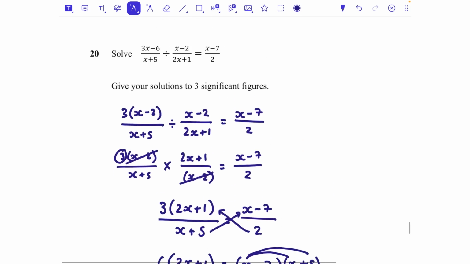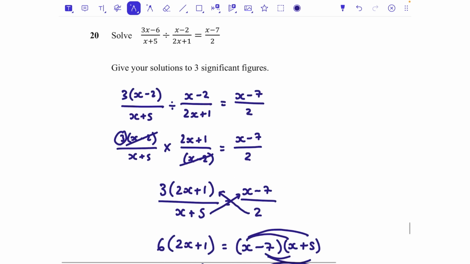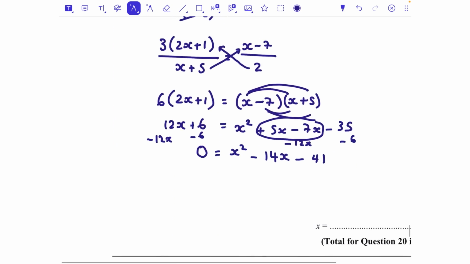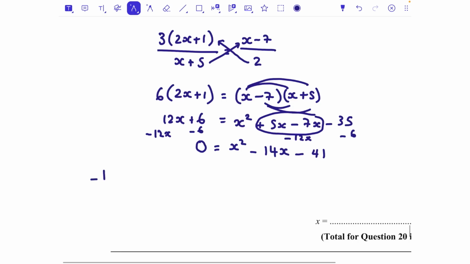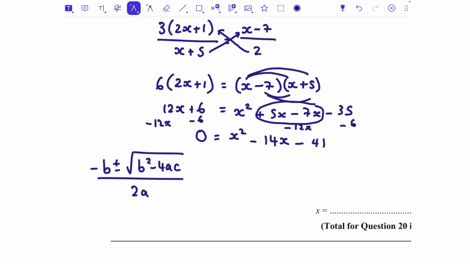It said give your solutions to 3 significant figures, which is giving me quadratic formula vibes. It's probably not going to factorise if it says give your solutions to 3 significant figures, so we're going to use the quadratic formula, which you get given. It's minus b plus or minus the square root of b squared minus 4ac all over 2a. So a is 1, that's the number in front of x squared. B is minus 14, it's the number in front of x, and C is the constant term, the number on its own.